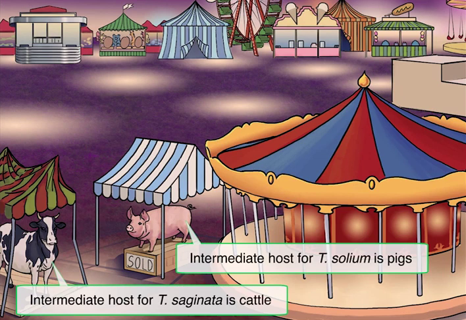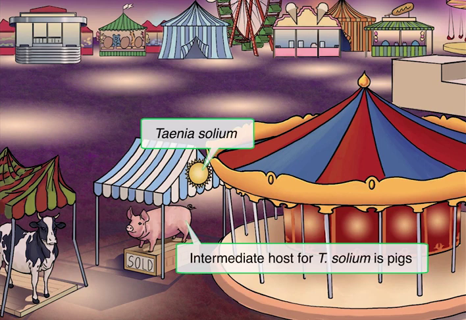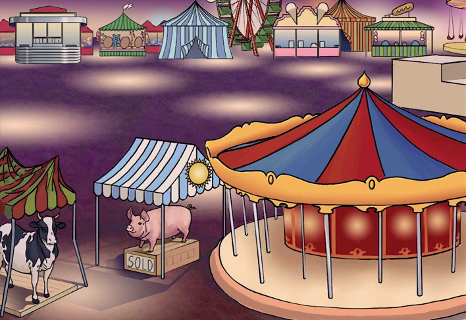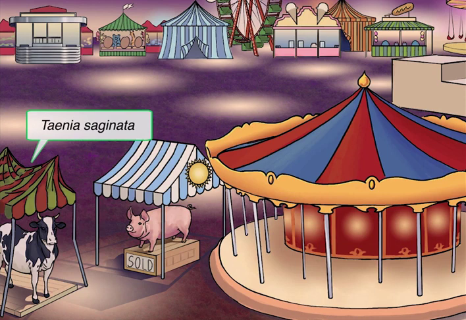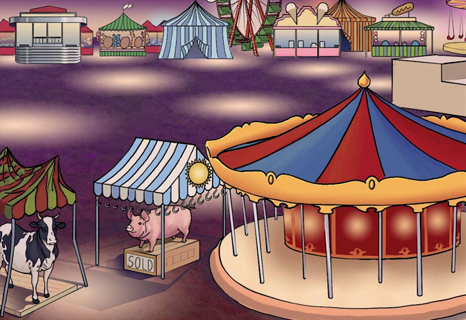So to keep these two straight, let's draw a sun on the pig's tent, as in sol for solium, and additionally we also have a sign that says sold. The cow's tent is sagging a little bit to remind you of saginata. There is another differentiation between these two species that we want you to recognize. We'll represent it by drawing some meat hooks surrounding the pig's tent.